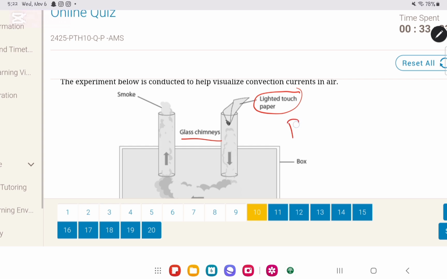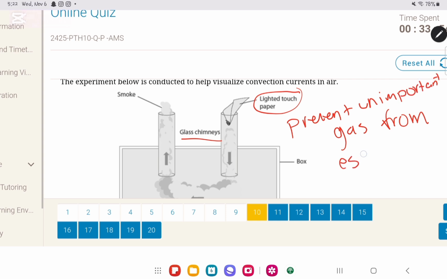Why is it blocked? To prevent unimportant gas from escaping. Let's just say it prevents gases from escaping.